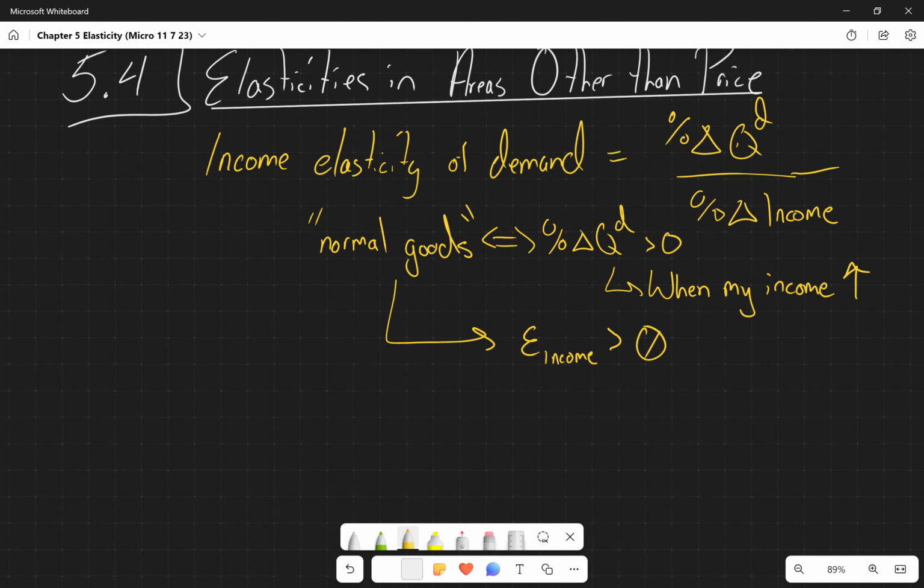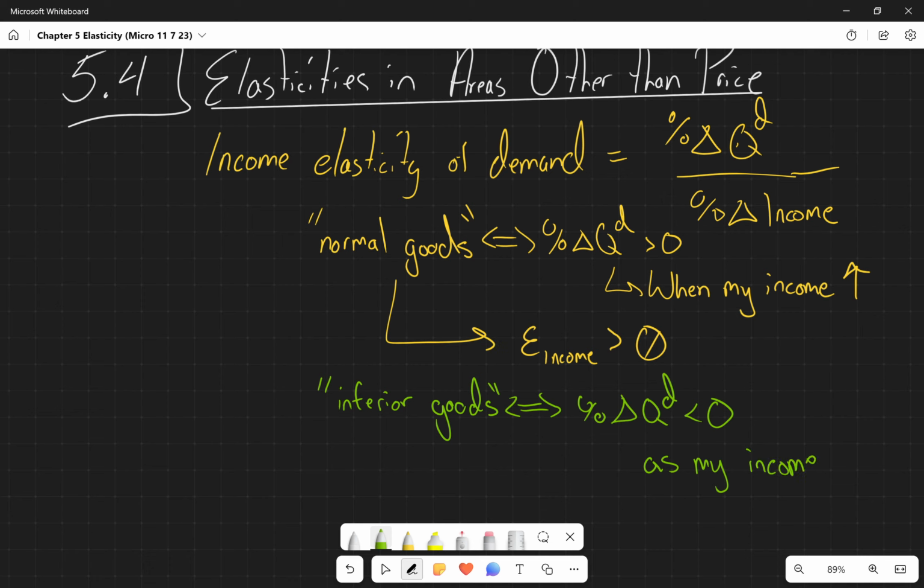When we're talking about goods, we have normal goods, and then we have what are called inferior goods. Inferior goods are the situation where my quantity demanded for them decreases as my income increases. So these are things like spam, like generic peanut butter, generic mac and cheese, generic toilet paper, bus passes. Yeah, those are all the inferior goods I got.